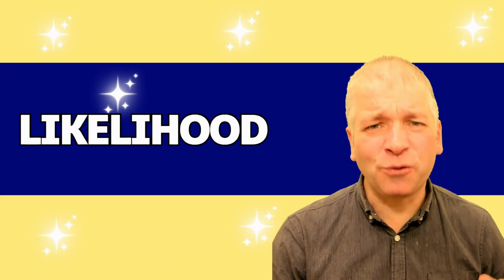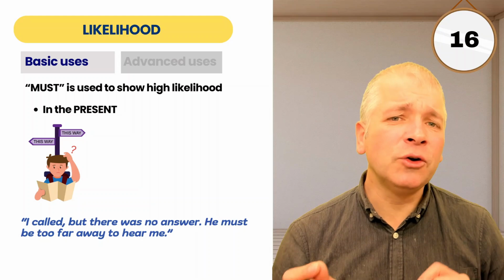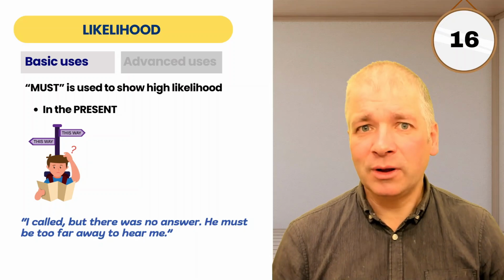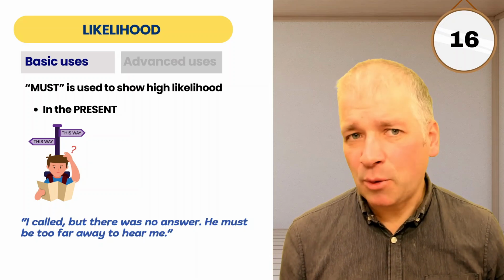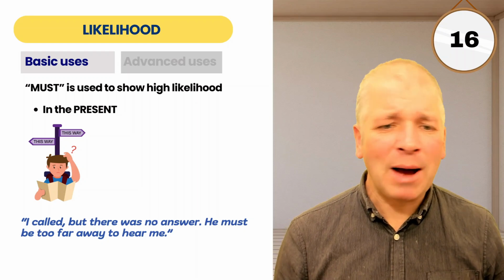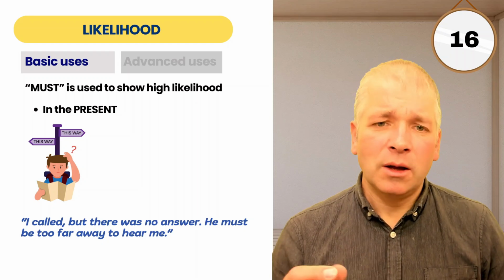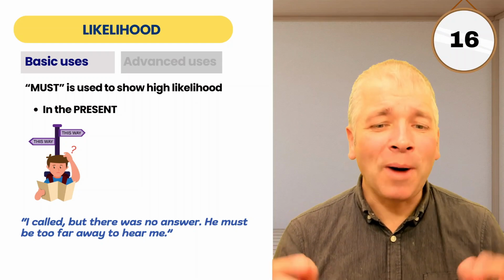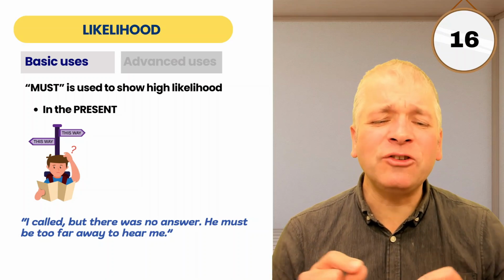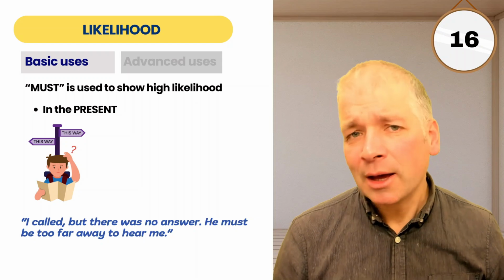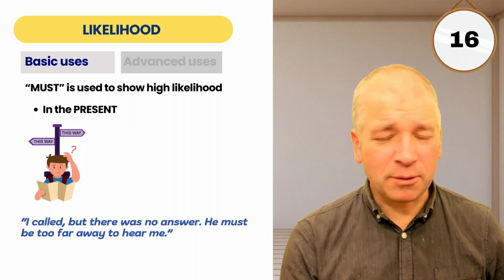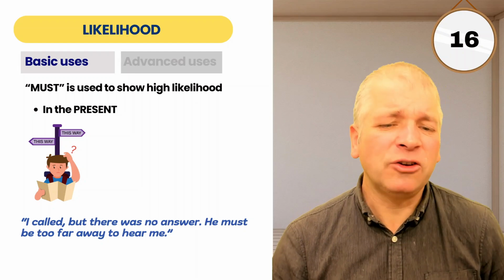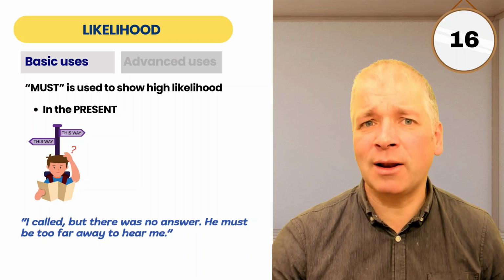Now we're looking at must for likelihood, and this is similar to must for certainty. Must is used to show high likelihood in the present like this. Here's someone on the walk. They're thinking about where to go. Perhaps they went the wrong way and then the following happens. "I called, but there was no answer. He must be too far away to hear me." Here, you're not certain, because maybe the person is just choosing not to respond, but you think there's a high likelihood that he must be too far away to hear me, and here must indicates the high likelihood.